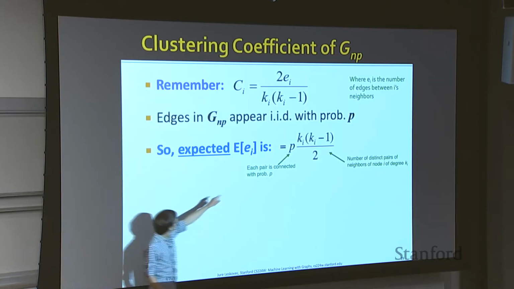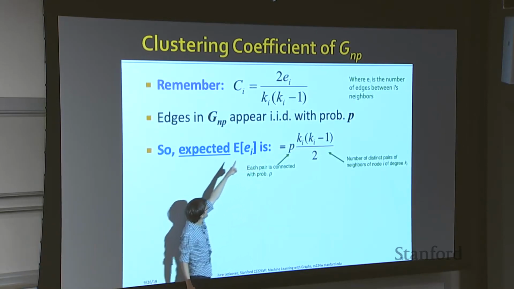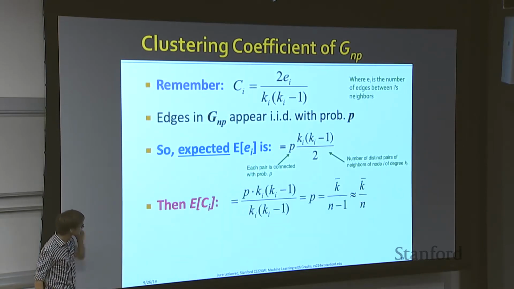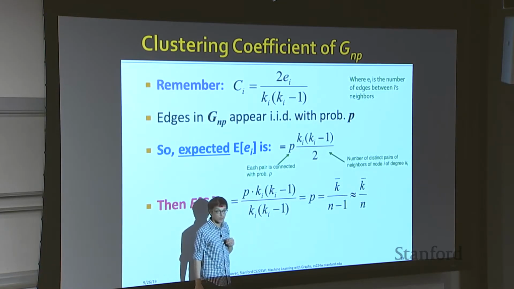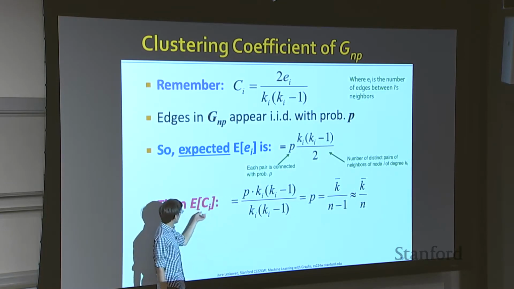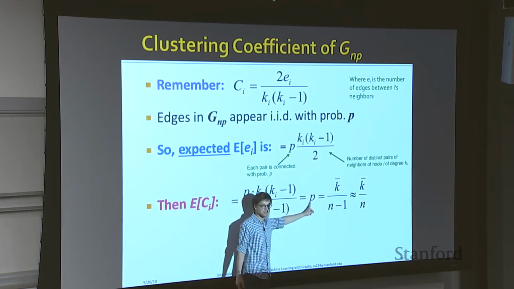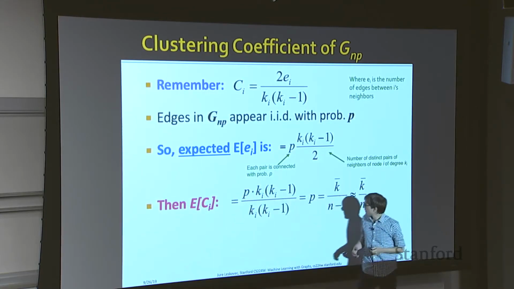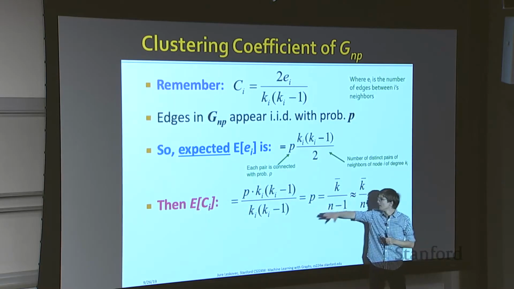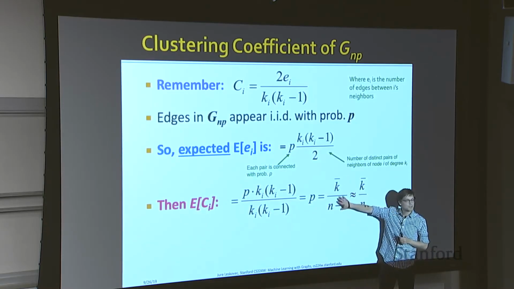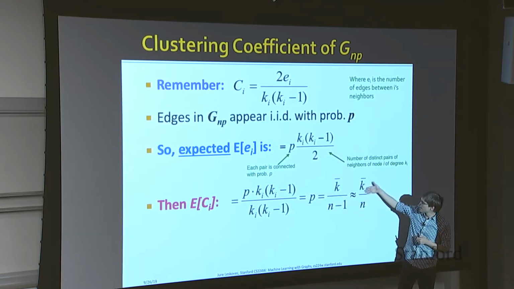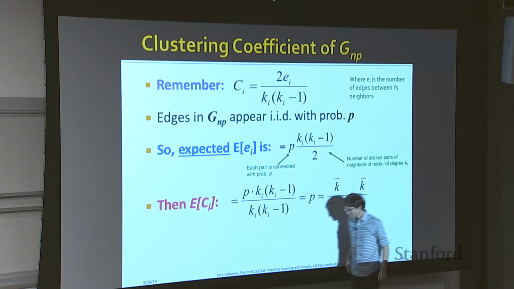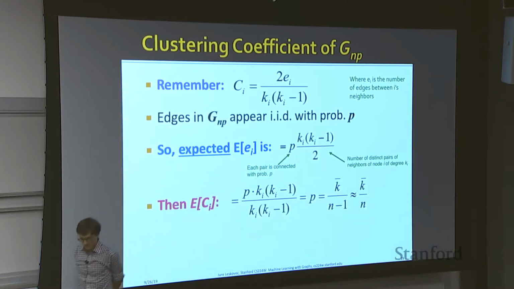So now I can just take this expected value of E sub i and plug it into the equation above. If I do this, the k times k minus 1 terms cancel, and I get that the expected clustering coefficient of some random node i equals p, which is the probability of an edge. So what is p? p is the average degree divided by n minus 1. And if I simplify a bit, this is the average degree divided by the size of the graph. That's my expected clustering.